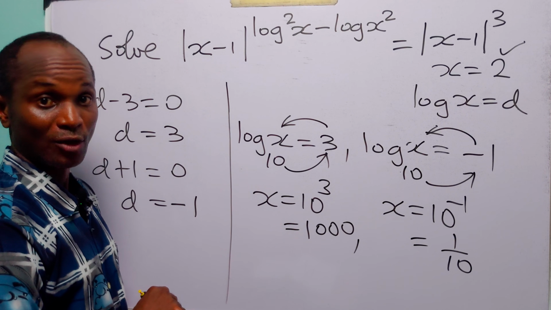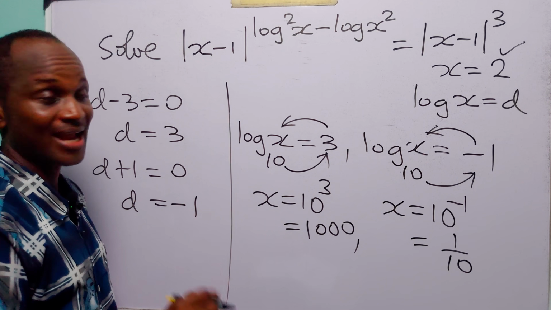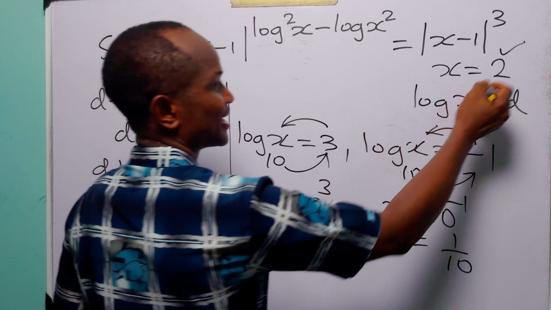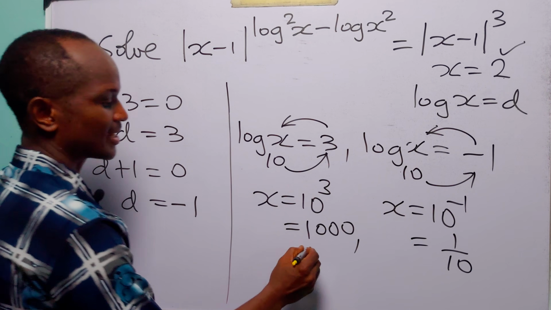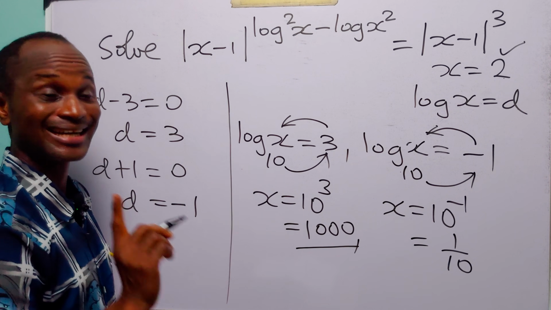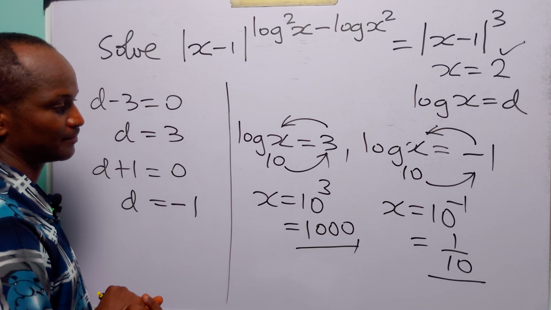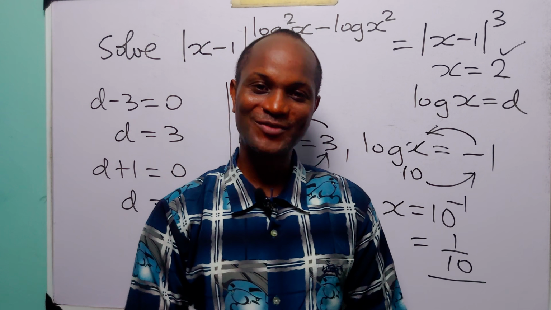So all in all, the three values of x that satisfy this logarithmic equation are x equal to 2, x equal to 1000, and x equal to 1 over 10. And with that, we come to the end of this tutorial.